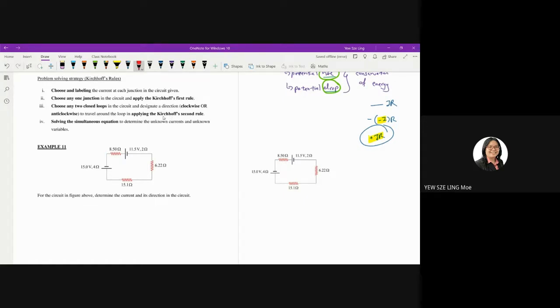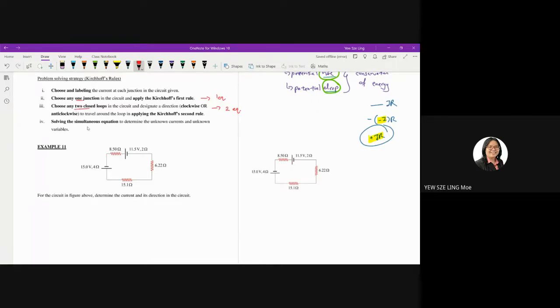And then you apply Kirchhoff's Second Law. Basically, when it comes to questions with one loop, you just need one equation from the second law. If you have questions with two loops, then you need one equation from the first law, because it says choose any one junction, and then you need two equations from the second law, because you're choosing two loops here. So one equation from the first law, two equations from the second law if you have questions with two or more loops.